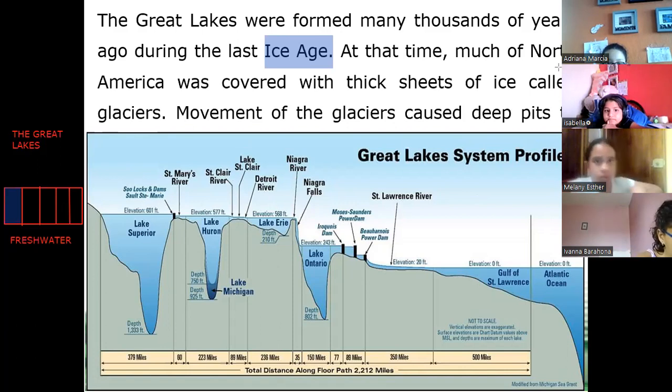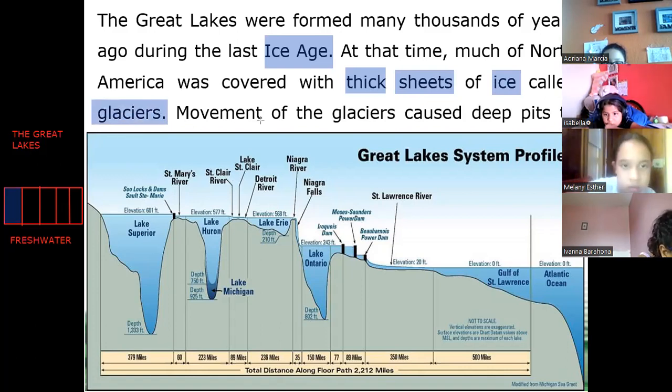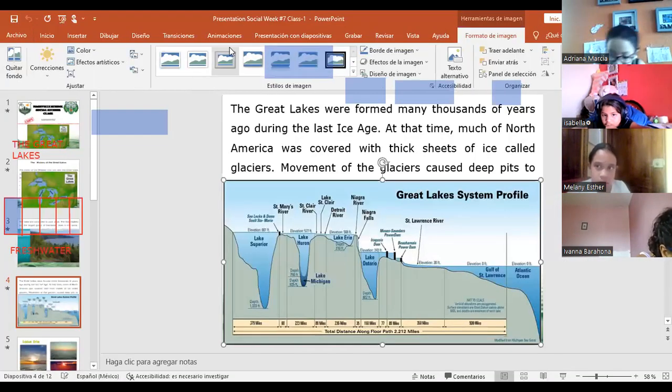At that time, much of North America was covered with thick sheets of ice. And these thick sheets of ice were called glaciers. Movement of the glaciers caused deep pits, let me see this, to this one.